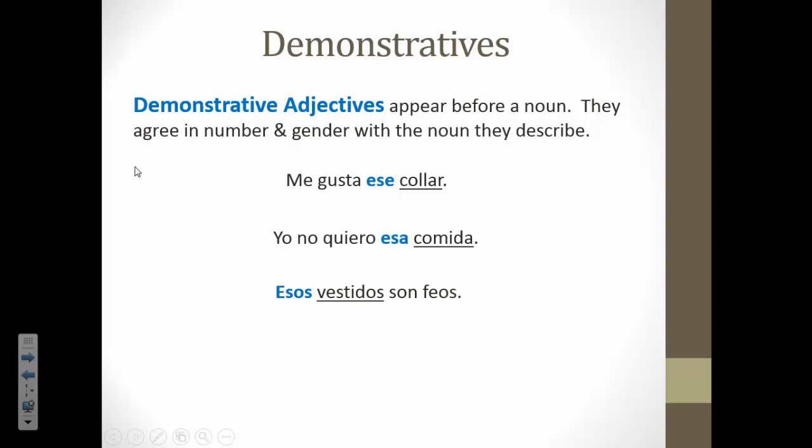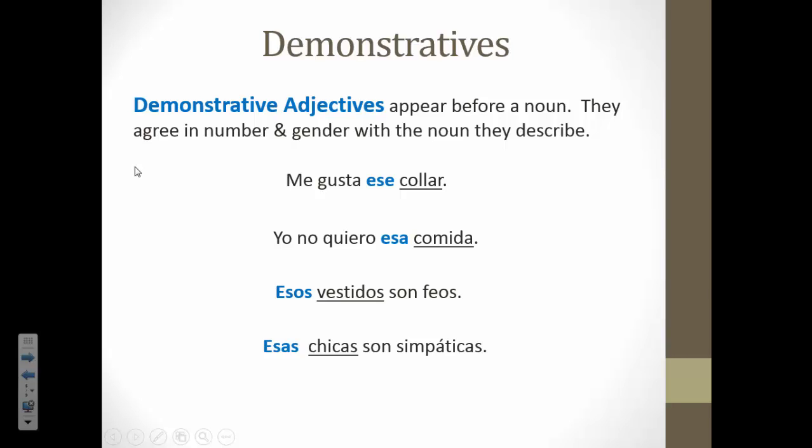Esos vestidos son feos. Those dresses are ugly. Esos is not only masculine, but it's plural, and it must agree with vestidos. And finally, esas chicas son simpáticas means those girls are nice. Esas agrees with chicas in gender and number.